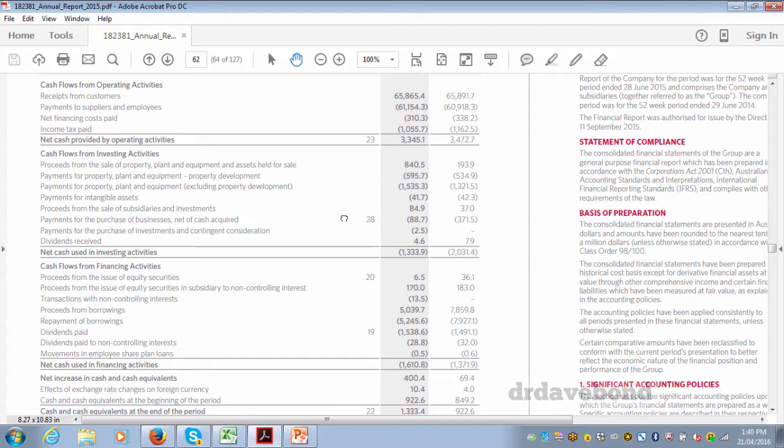Investing activities. What we're dealing with here is non-current assets. Buying non-current assets, selling non-current assets. So property, machinery, other businesses, these sort of things. Proceeds from the sale of property, plant, and equipment. Payments for property, plant, and equipment. So the top 3 items deal with property, plant, and equipment. It's not depreciation on it. It's actually what they've received in cash for selling these things and actually received in cash or paid in cash for buying these things.